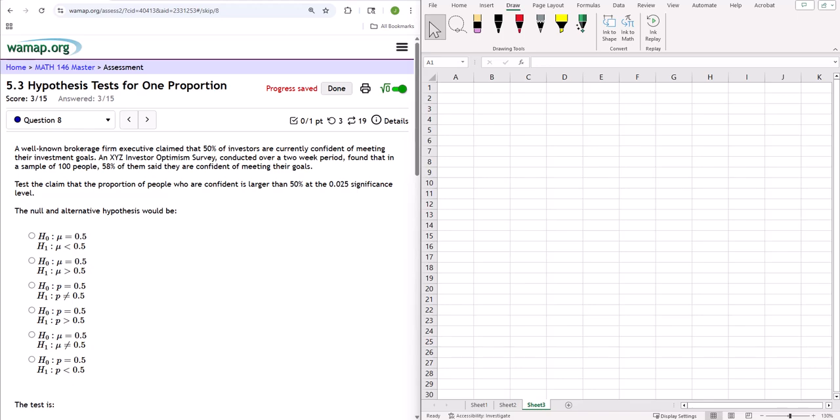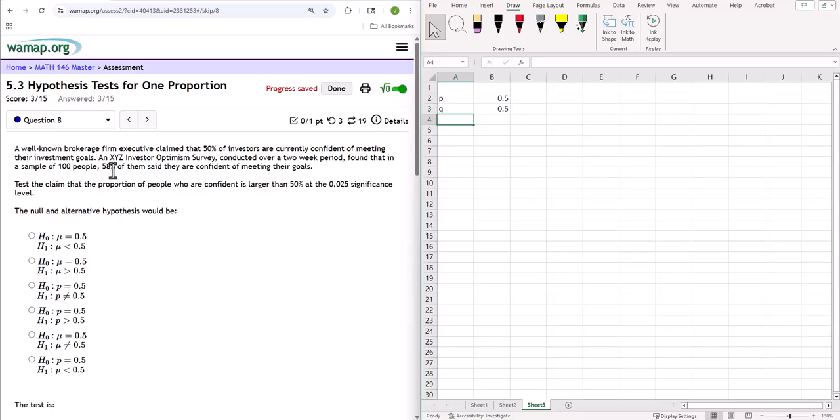All right, here we are again doing another problem with our hypothesis test for one proportion. We have a well-known brokerage firm executive claim that 50% of investors are currently confident of meeting their investment goals. So we have a claim here, it's about a proportion. So our P is equal to 0.5. We know we're going to want our Q. Q is equal to 1 minus P. You might be aware that if you take 1 and you subtract a half, you get a half.